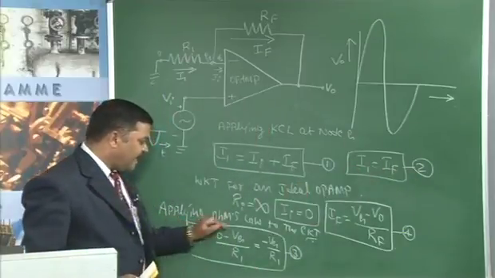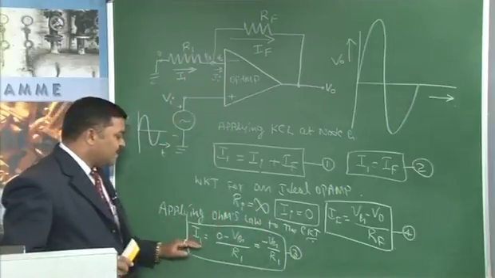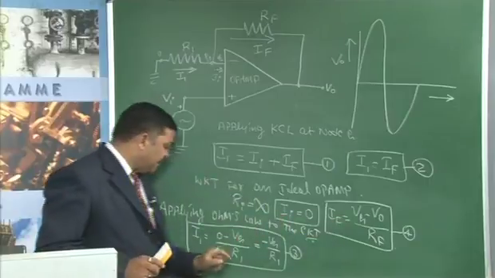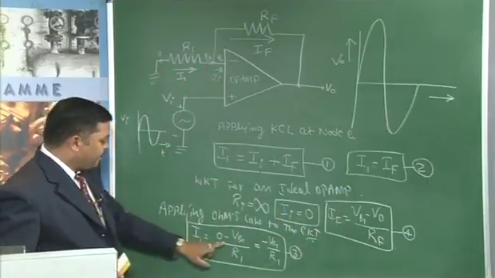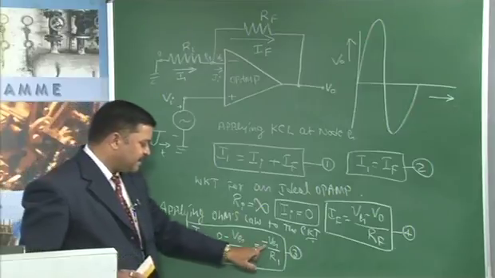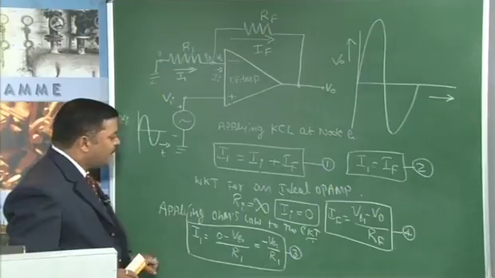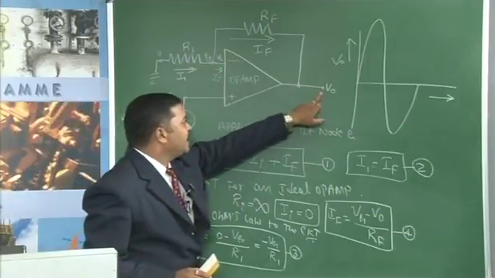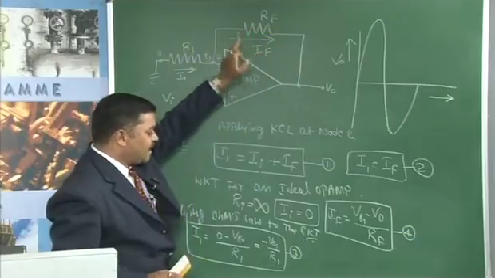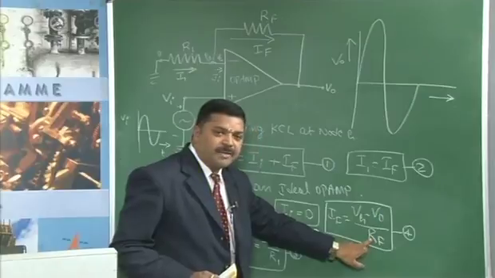Now, applying Ohm's law to the circuit, we need to find out what is I1 and what is IF. I1 is given by 0 minus Vg by R1, which is minus Vg by R1, equation 3. And similarly, what is IF? This voltage minus this voltage divided by resistance Rf. Therefore, IF is equal to Vg minus V naught divided by Rf.